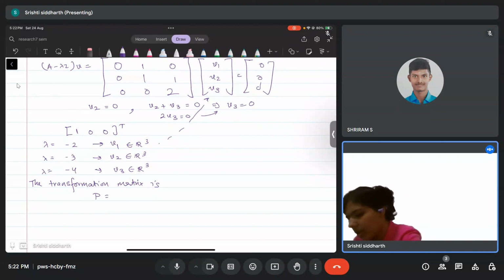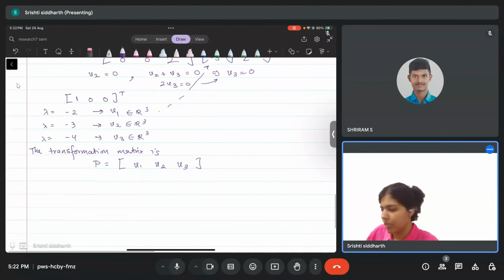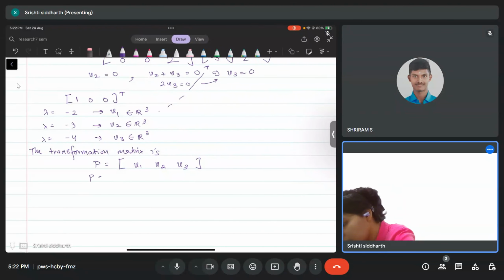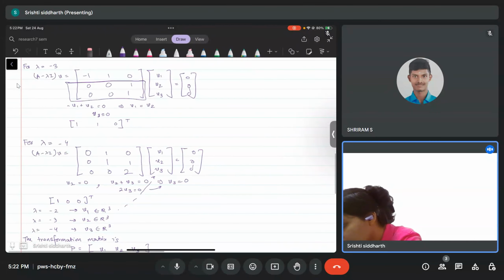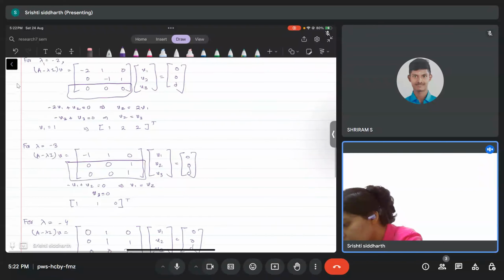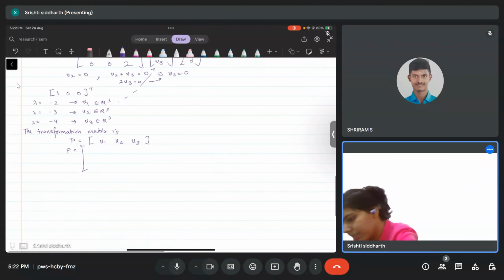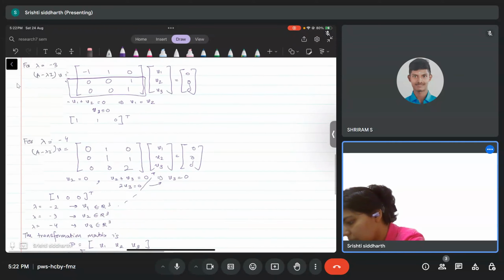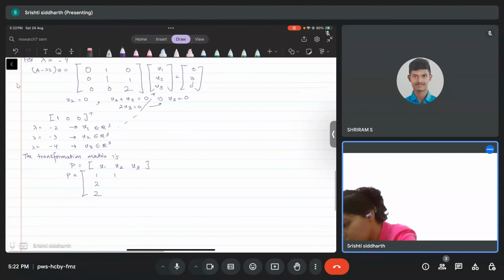P. So you just have to arrange the eigenvectors column wise. So it's going to be V1, V2, and V3. Okay, so let's write this down. V1 is 1, 2, 2. The second eigenvector is 1, 1, 0. And the last one is 1, 0, 0.